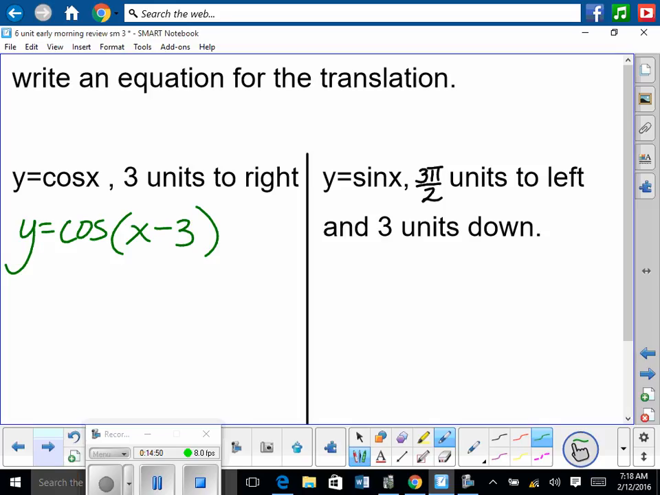We're shifting it 3 pi halves units to the left and 3 units down. So you say, okay, so left and right is my shift with x in parentheses. Anything up and down is added on the outside. The sign stays the same. So we have y is equal to sine of x. Since it's 3 pi halves units to the left, it'll be plus 3 pi halves. That would be shifting us 3 pi halves units to the left, and then 3 units down. So that would be minus 3, right? Sign stays the same. So if I said 3 units up, we would put plus 3. Okay. So you'll see 2 problems like that.